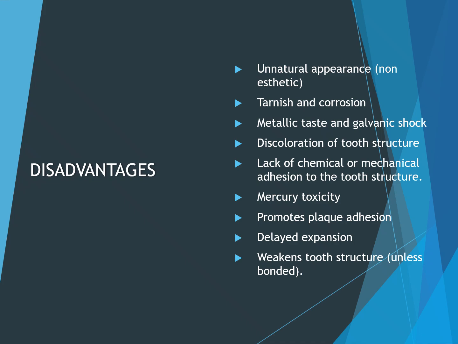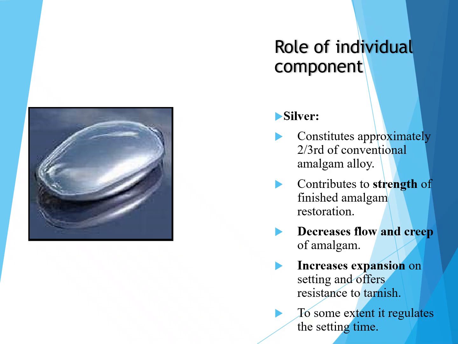Here, some disadvantages are also there in dental amalgam. Unnatural appearance, tarnish and corrosion, metallic taste and galvanic shock, discoloration of tooth structure, lack of chemical and mechanical adhesion to the tooth structure, mercury toxicity, promotion of plaque adhesion, delayed expansion, and weakness of tooth structure are also there.